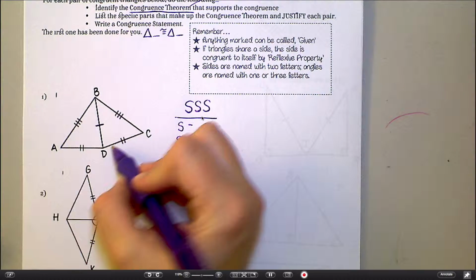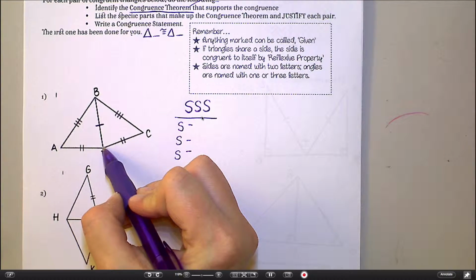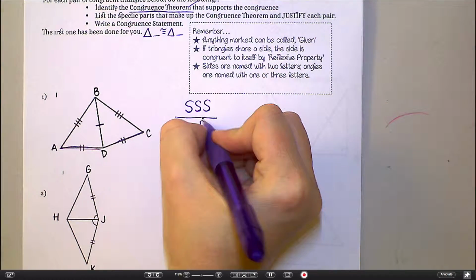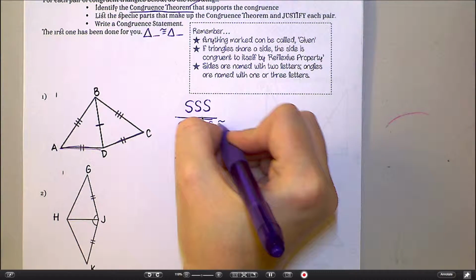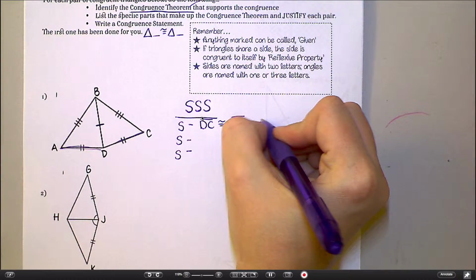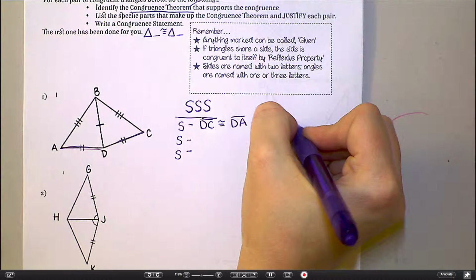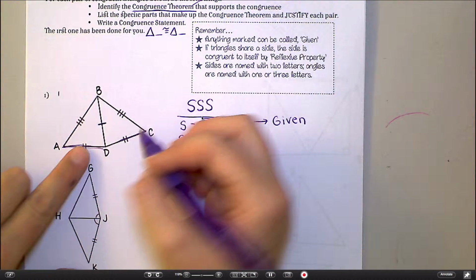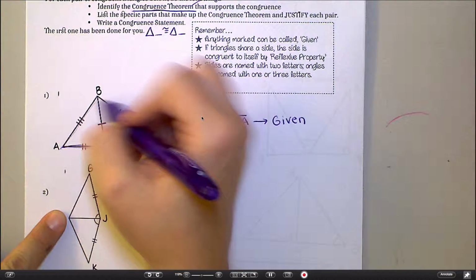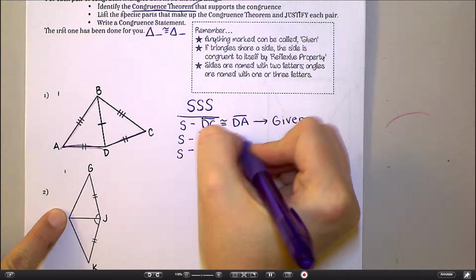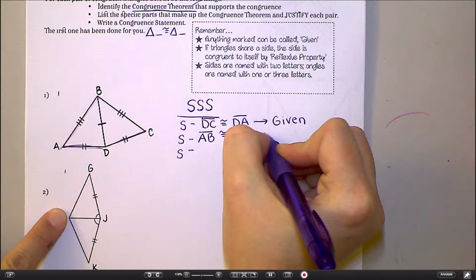So for example, marked in the picture for me originally, CD or DC was congruent to DA. That was marked for me. So DC is congruent to DA. And I would put next to that that that's given. Anything that is marked for you in the picture to begin with, you can list as given. Okay, because I gave you that information. I told you that that was true. So we got that one. The other one that was given was AB and CB. And that was also given.